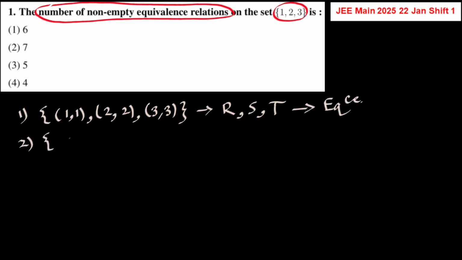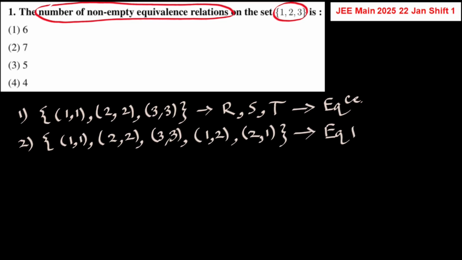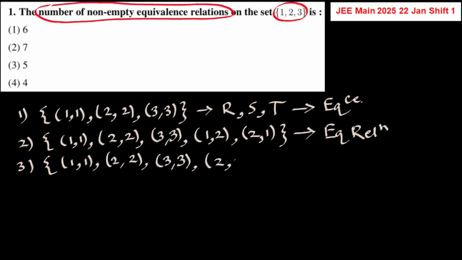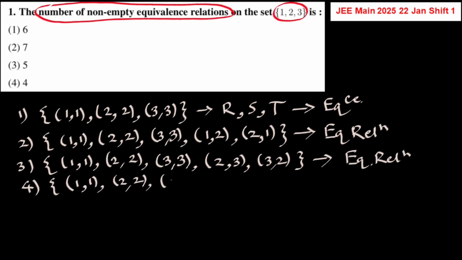Second will contain all these three elements and (1, 2), (2, 1) to make it an equivalence relation. Third will again contain the first three elements as usual and (2, 3), (3, 2) to make it an equivalence relation. Fourth will be with the initial three elements and in addition (1, 3), (3, 1) to make it an equivalence relation.